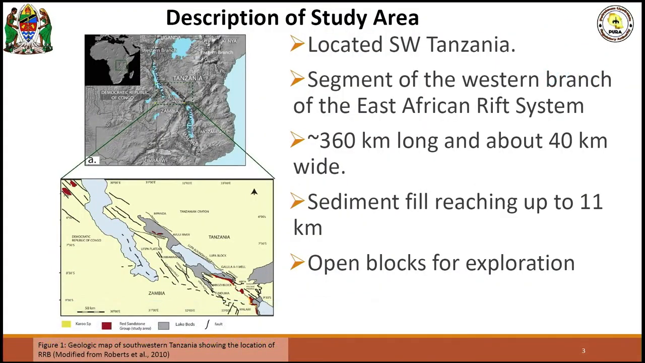So to begin with, the Rukwa Rift Basin, as you can see there on the map, is located in southwest Tanzania. As you can see on the left, it is bordered by the Tanzanian Craton on the northeast and also by the Lupa Fault, if you can follow the map. It is also bordered by the Ufipa Plateau on the southwest, and by the Mbozi Block and Rungwe Volcanic Province on the south. Now, this basin has a sediment thickness of about 11 kilometers.